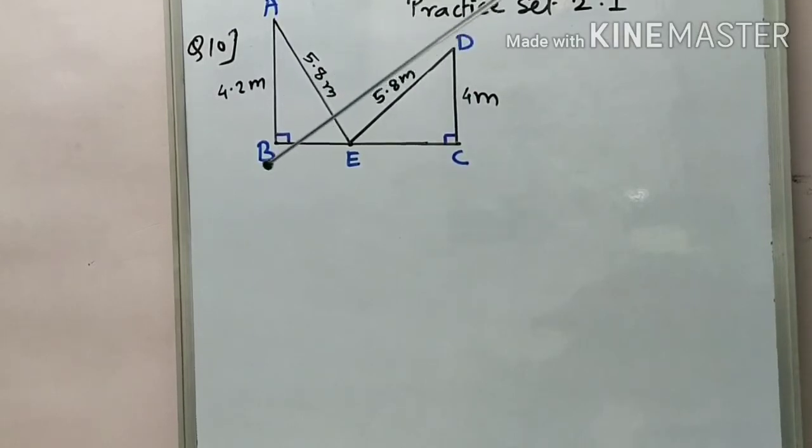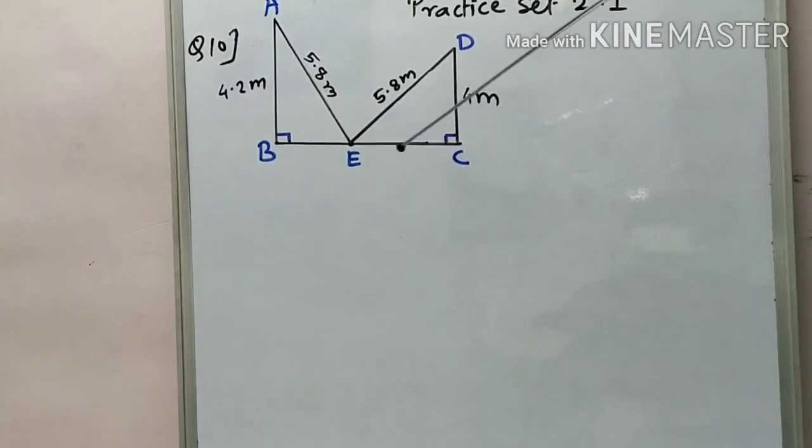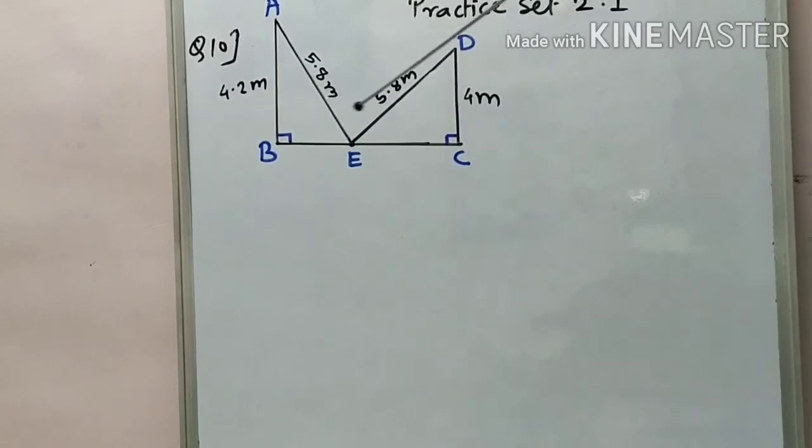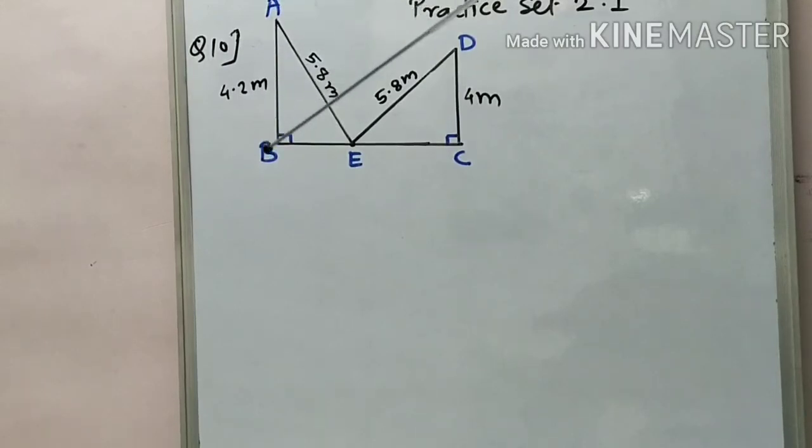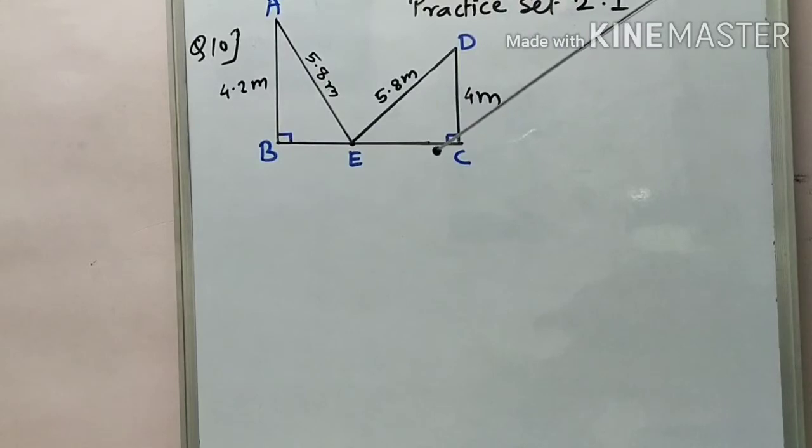So we have to find the width of the street. And what we observe here, students, we are getting two right angle triangles, and using Pythagoras theorem we find EB in right angle triangle ABE, and in right angle triangle DCE again using Pythagoras theorem we find EC. Okay, and EB plus EC, we will get BC, the width of the street.